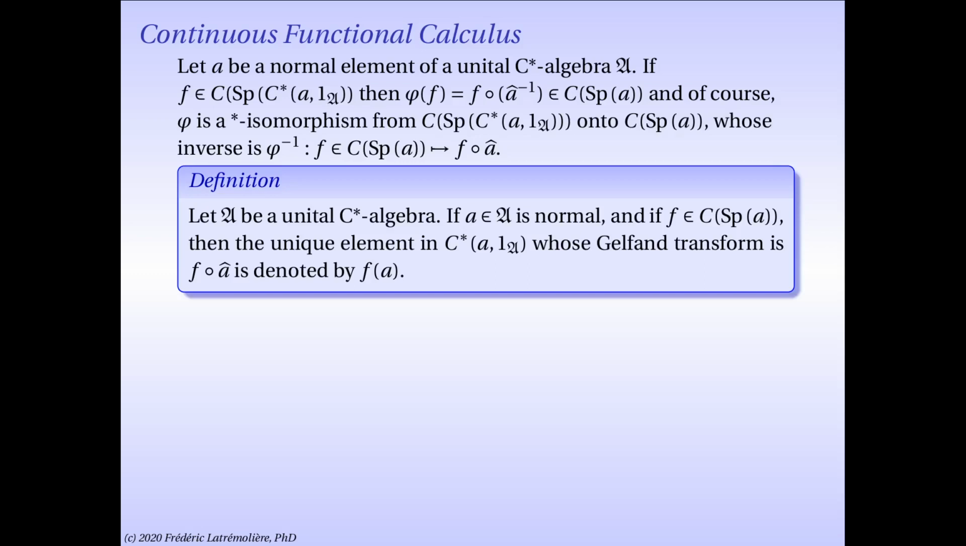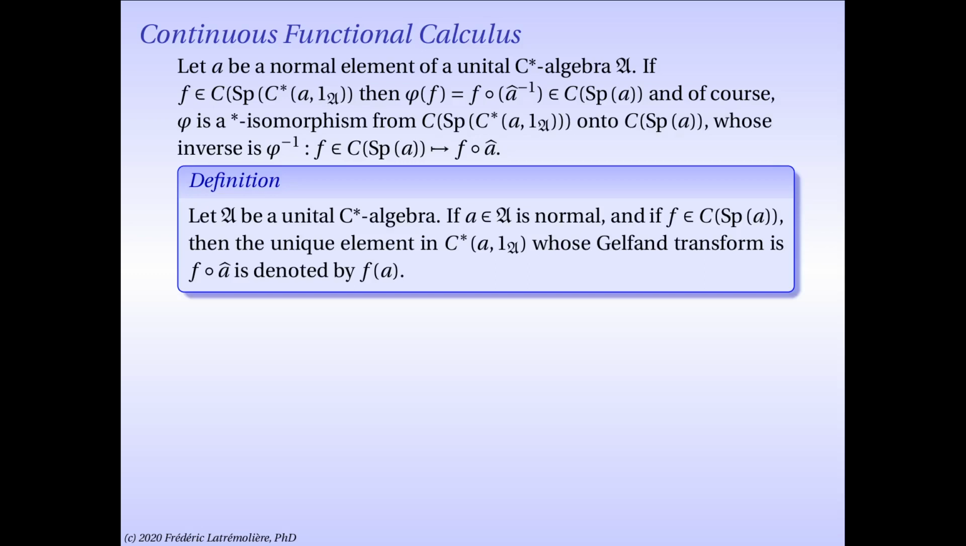Let A be some normal element in a unital C-star algebra. If we take a function f that's complex valued and continuous over the Gelfand spectrum of the C-star algebra generated by A in the unit, then we can define a new function called phi of f here by composing f with the inverse of the Gelfand transform of A, which we just saw is a homeomorphism, and that will be a complex valued continuous function on the actual spectrum of A.